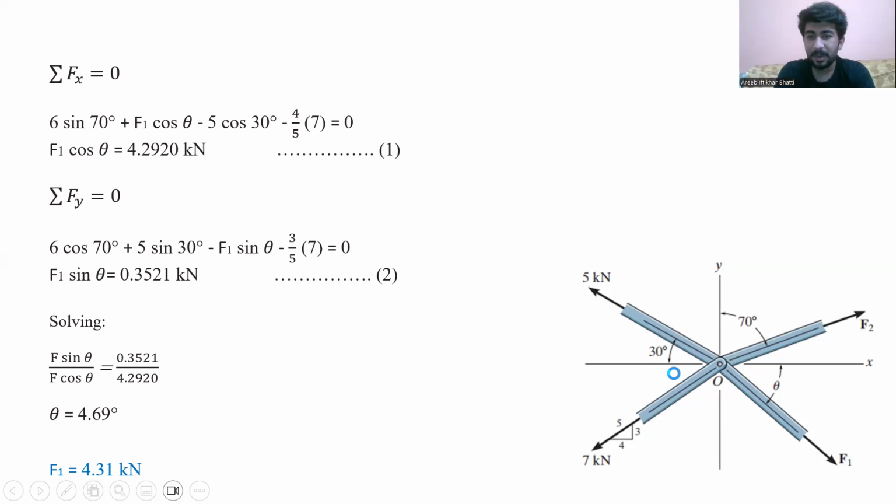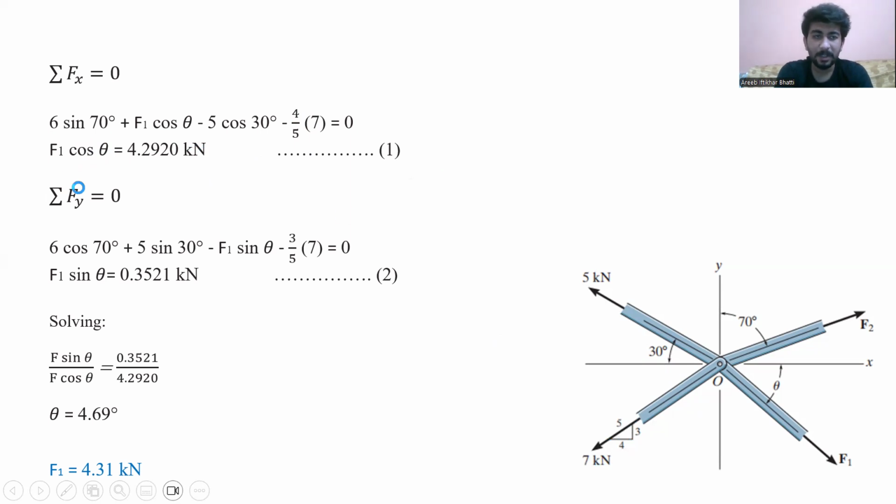And in this member we are not given the angle, but we are given a right triangle. So cos is basically equal to base over hypotenuse. So this is 4 over 5 and the force is about 7. So when I solve this, I get the equation which says the force in member 1 with its horizontal component, F1 cos theta, is equal to 4.29 kilonewton.